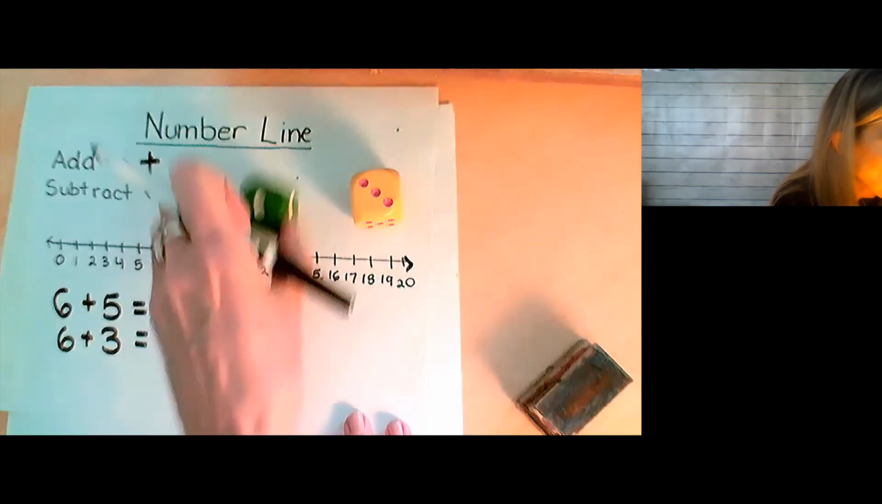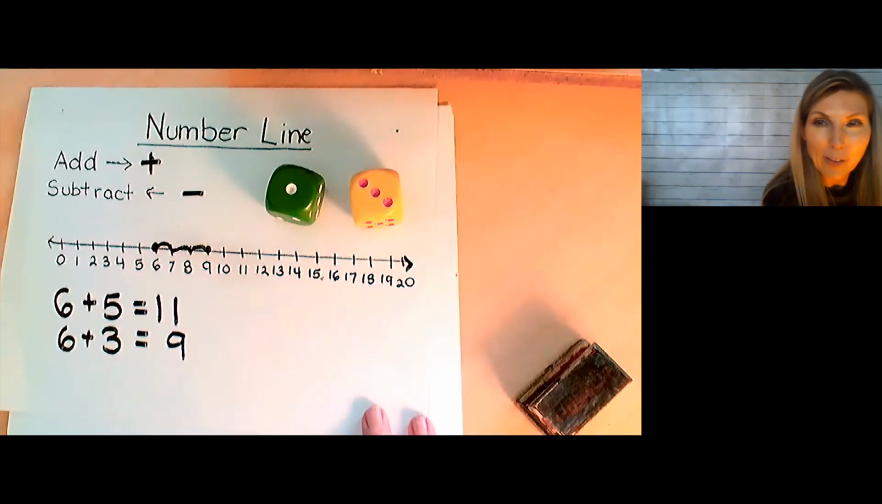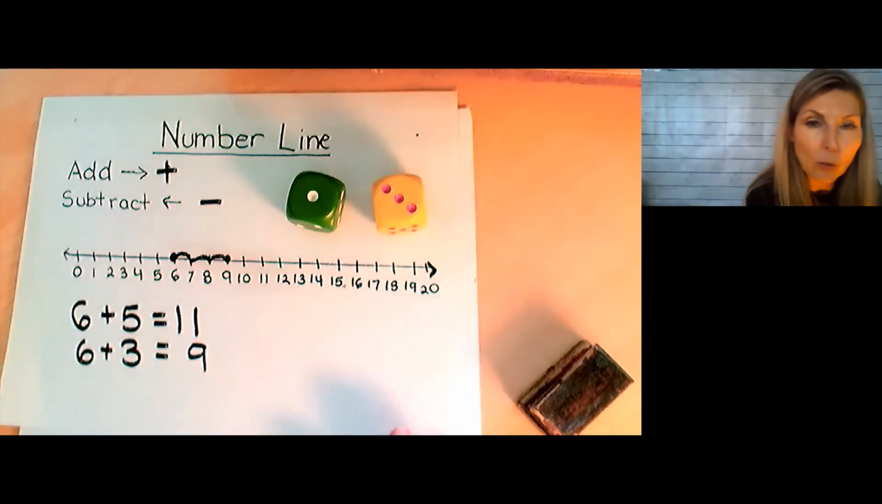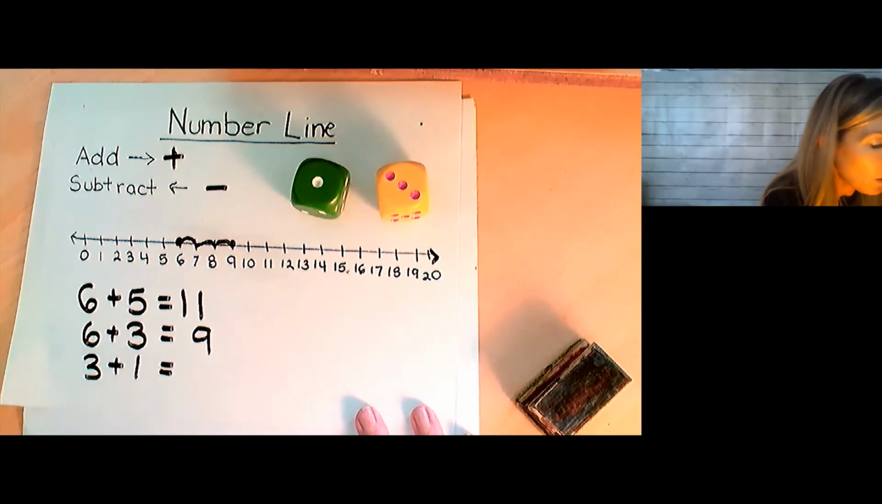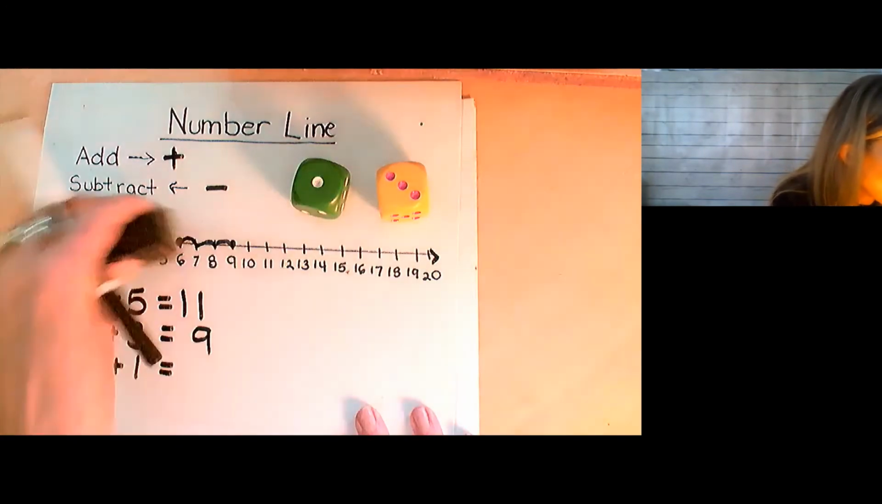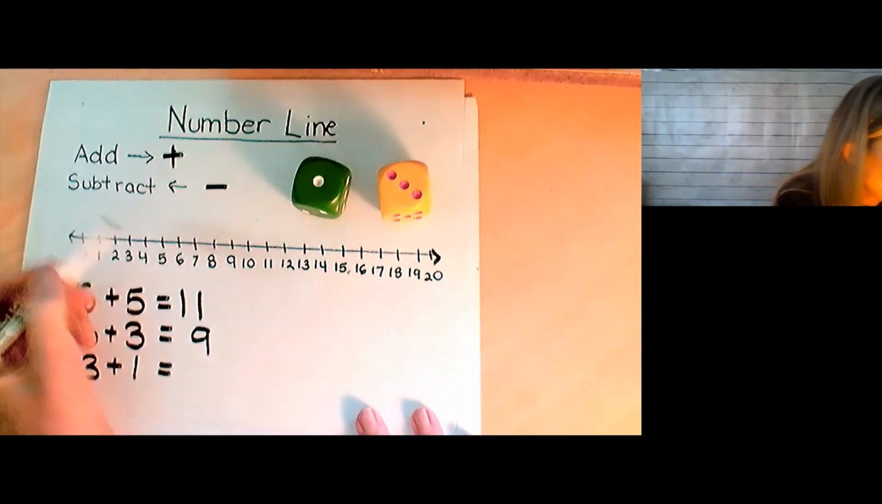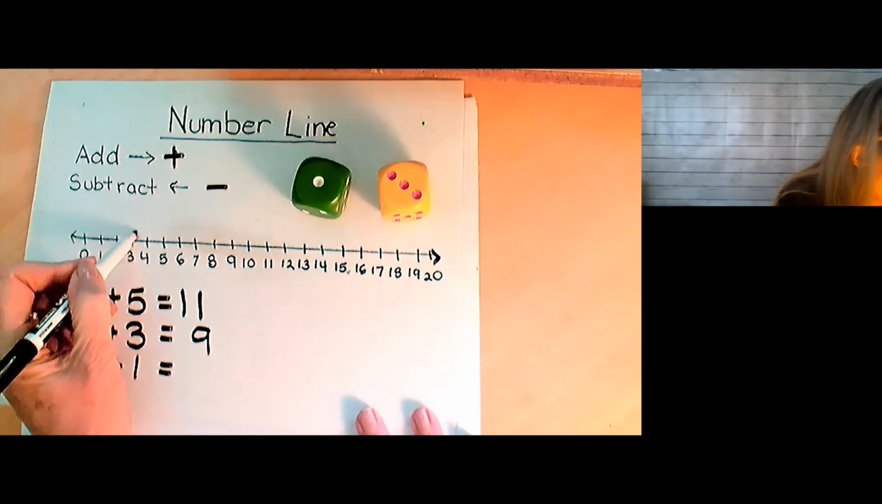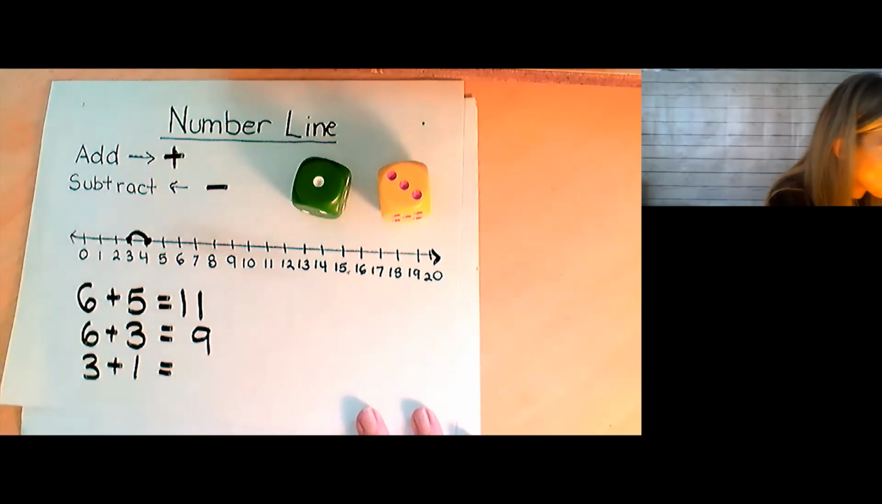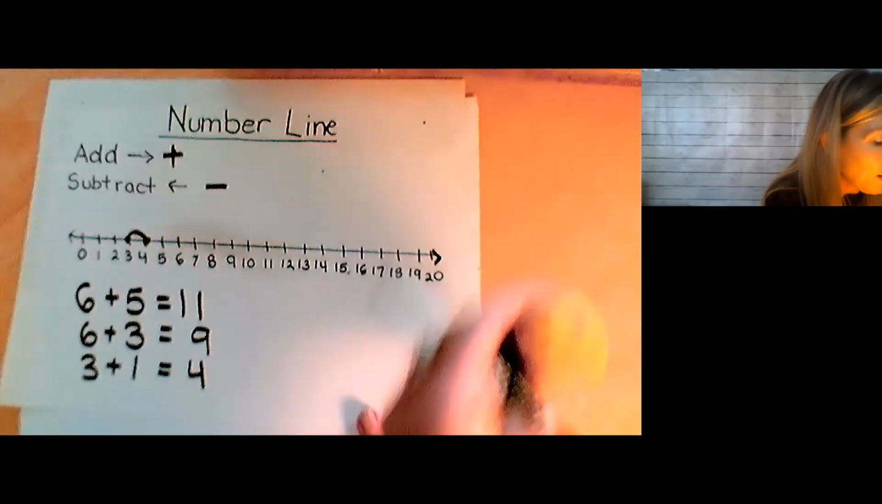Okay. Let's shake our die again. We have 1 and 3. So which number is bigger? 3 plus 1 equals, so we'll erase that. Start on 3, and then we're going to jump only 1, and we get to 4.